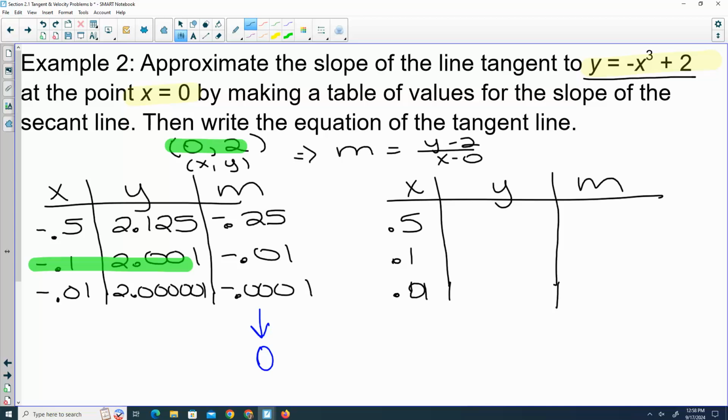So if I put in a positive 0.5, first you have to plug it into the equation to get your y. So then you do 1.875 minus 2 over 0.5 minus 0.